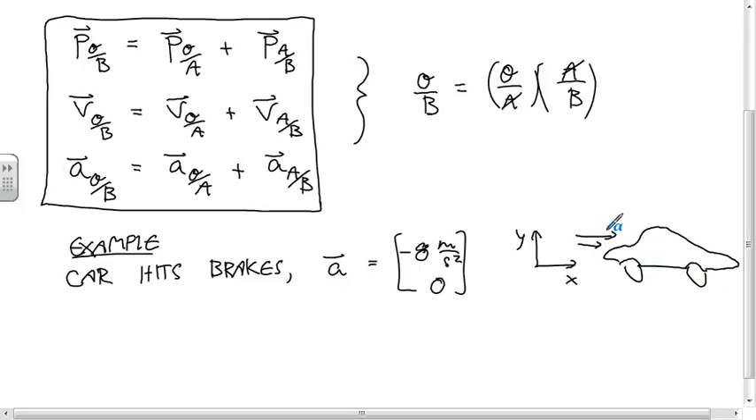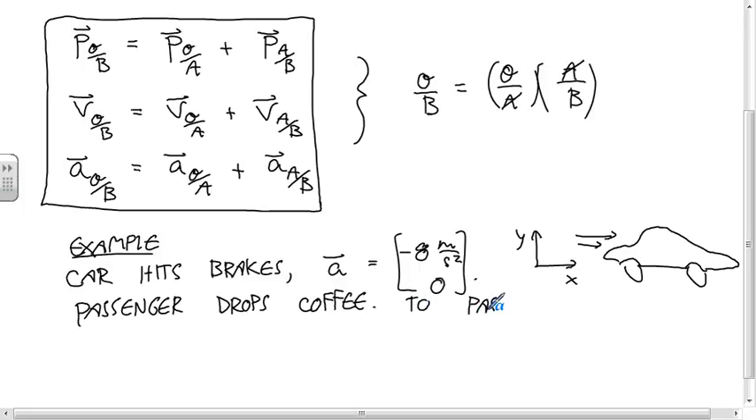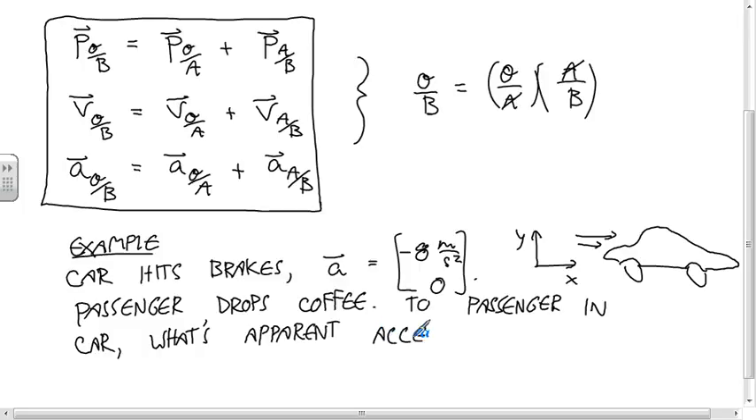Okay, so the car is going this way, and the passenger drops his coffee. To a passenger in the car, what's the apparent acceleration of the coffee molecules?